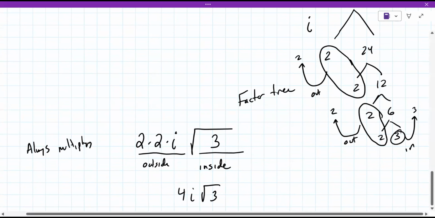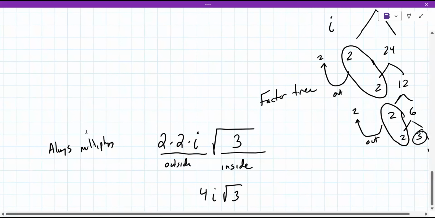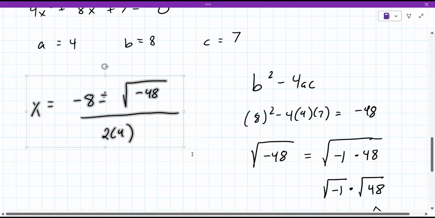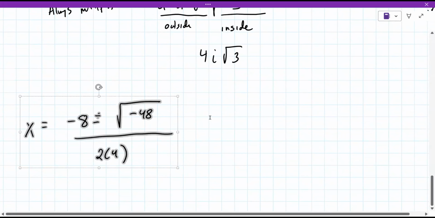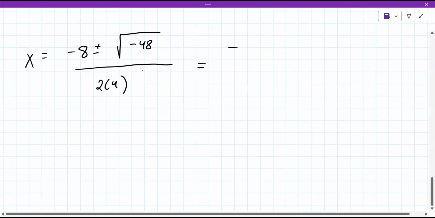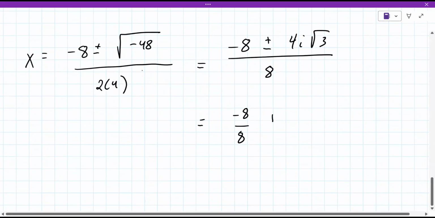Any questions on what I've done up to this point? No, this is making sense. All right. So I'm going to grab this and come down here. So we're going to replace the square root of -48 with 4i square root of 3, all divided by 8. And again, you're dividing both by 8, not a choice. You have to do both.